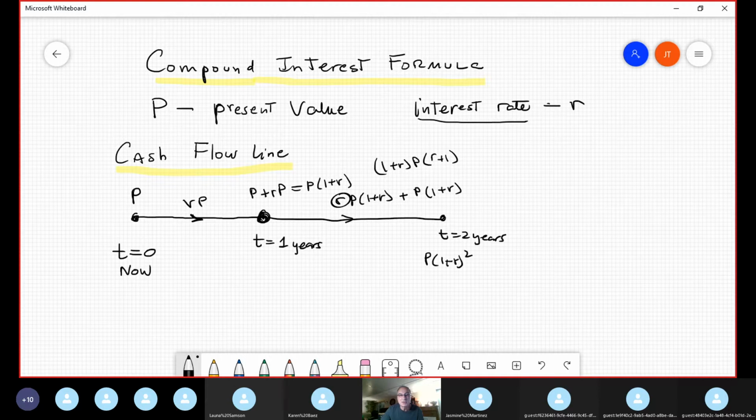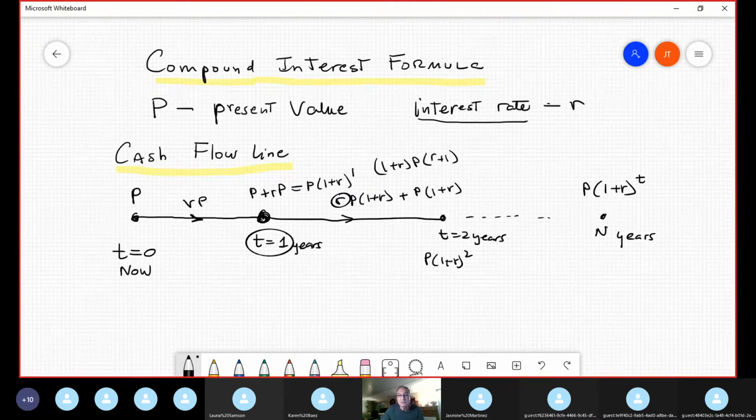It's no coincidence. This money is increasing: at 1 year, the power is 1, at 2 years, the power is 2, at 3 years, the power is 3, and in general at t years, the power is P(1 + R) raised to the t. t is the exponent. t is the amount of years. Don't confuse the letter, because in the formula n is another thing. Okay, this is the formula.